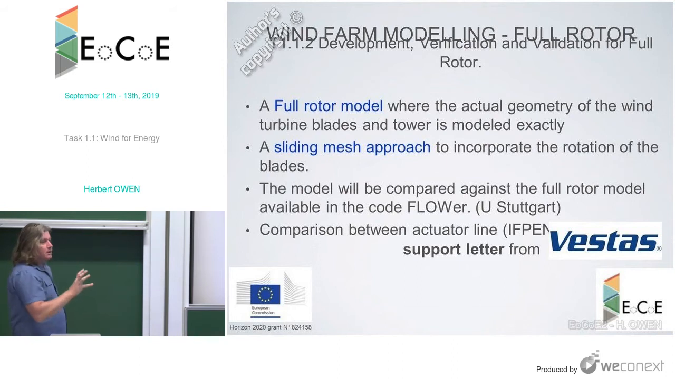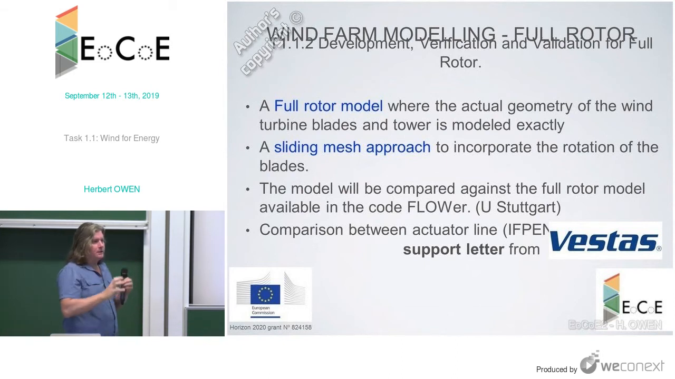We use a sliding mesh approach. That is, we have a mesh that is fixed to the blades and rotates, and this is in a small domain around the blades, and then the rest of the mesh is fixed. So there is a coupling. You have to have a coupling between the nodes that are rotating and the ones that are fixed.